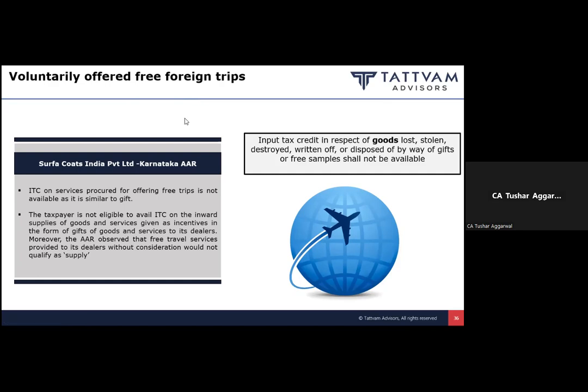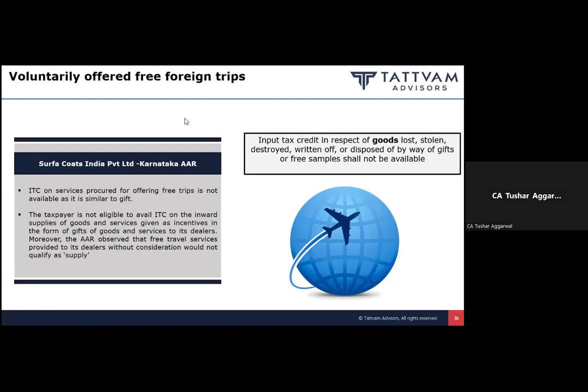Foreign trip, tour operator invoice, is credit available? No, because this is given as a gift to the dealer. So is that the reason there is no ITC? Everybody is saying no, but why no? Under which clause? Everybody is saying that ITC is not available.